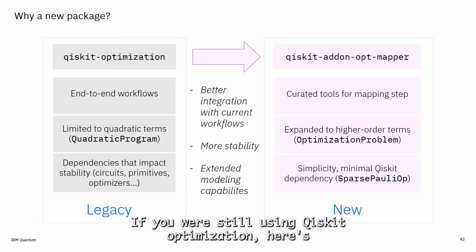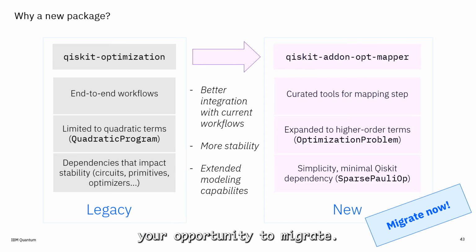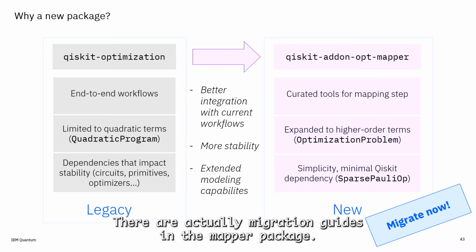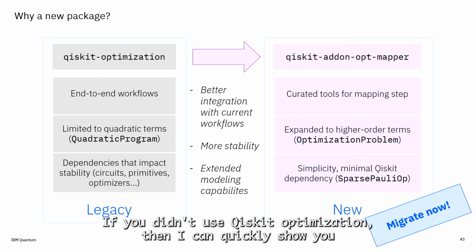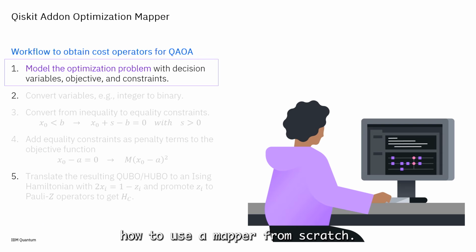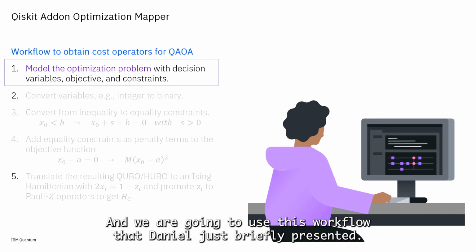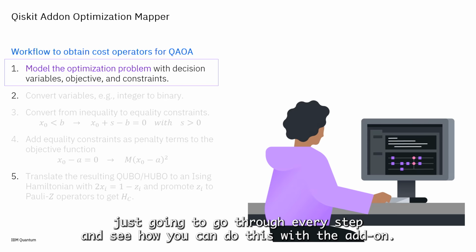If you were still using Qiskit Optimization, here's your opportunity to migrate. There are actually migration guides in the mapper package. If you have any questions, you can ask me. It should be quite easy to migrate. If you didn't use Qiskit Optimization, then I can quickly show you how to use the mapper from scratch. And we are going to use this workflow that Daniel just briefly presented, and we're just going to go through every step and see how you can do this with the add-on.